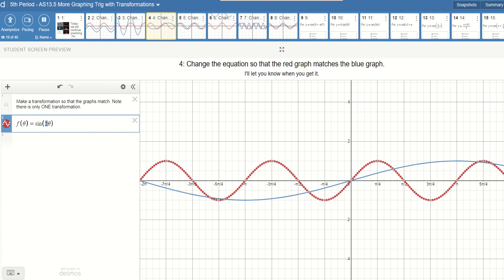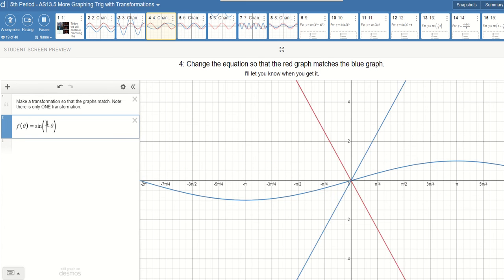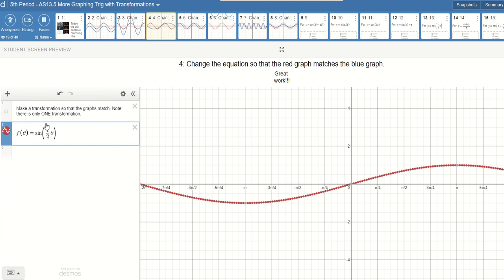It squished it in. We want to stretch it out. So I'm going to do the opposite of 2, which is 1/2. The inverse of 2, or reciprocal of 2, I should say. And that is what we wanted.